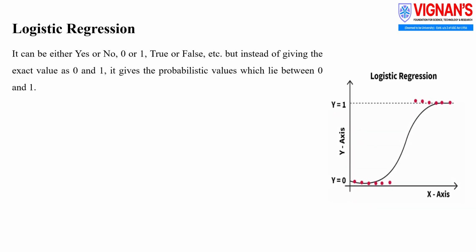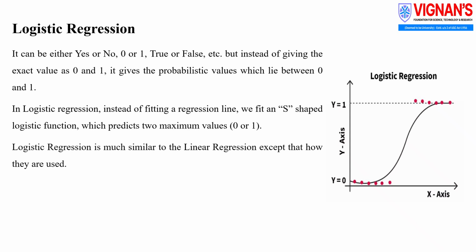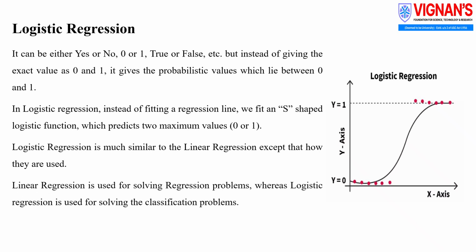In this image, the x-axis represents the input feature, while the y-axis shows the output values 0 and 1. Instead of a straight line, logistic regression uses an S-shaped sigmoid curve. Logistic regression is closely related to linear regression, but they are used for different purposes. Linear regression is mainly applied to solve regression problems, where the output is a continuous numerical value.